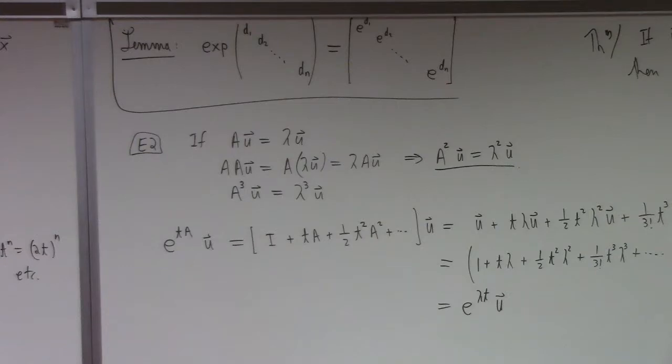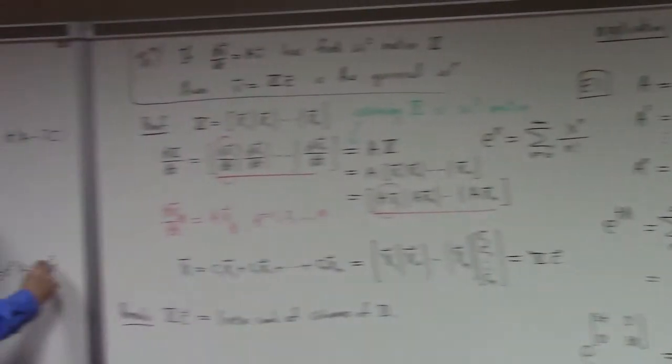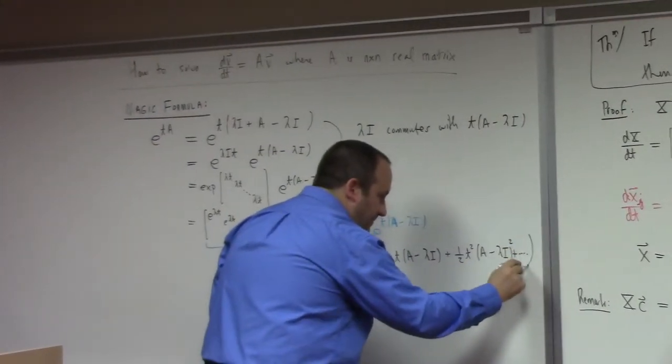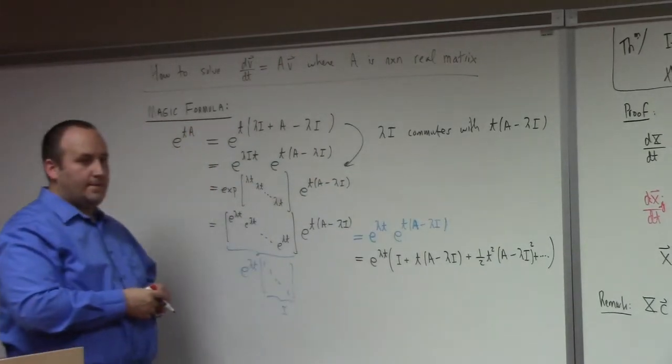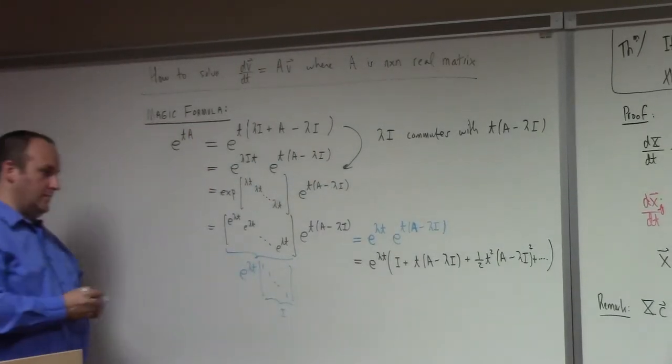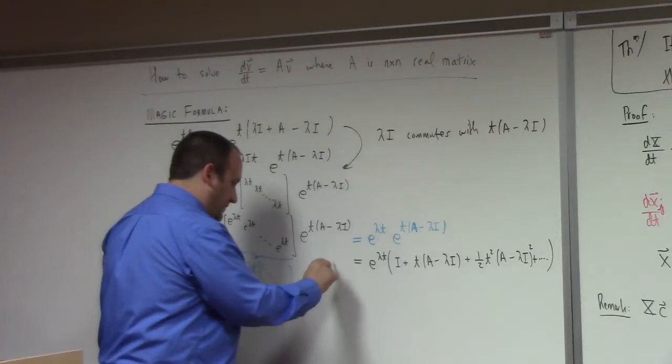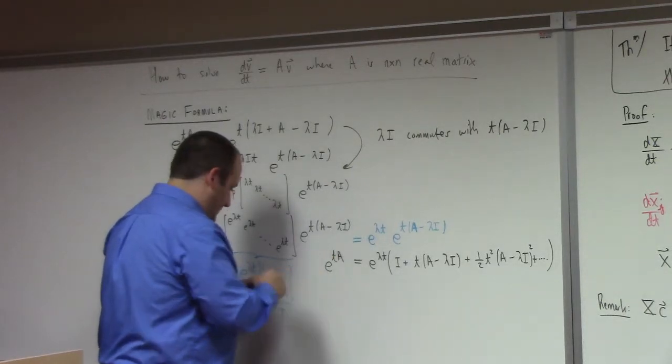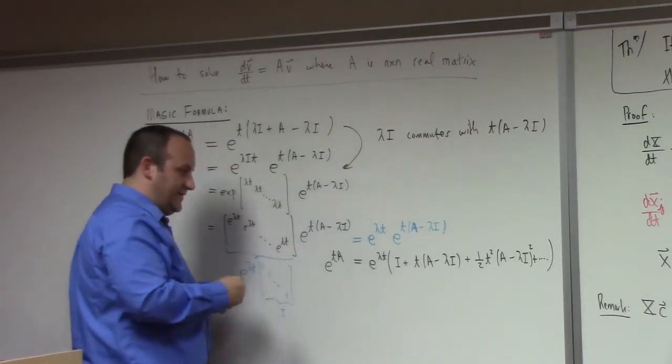So this is e to the lambda t times the identity matrix plus t times a minus lambda I plus 1/2 t squared a minus lambda I squared plus so forth and so on. So this right here, I'll box it in just a second, is what I refer to lovingly as the magic formula.